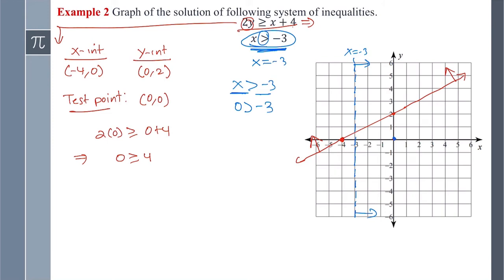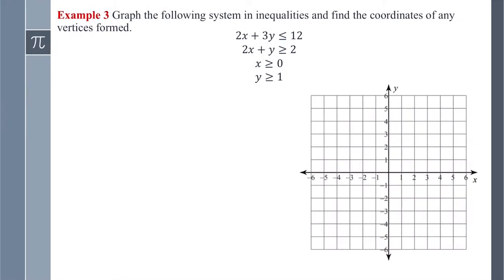So now the solution for the system is the common region. Here the common region for both is this region right here. So this is the solution for this system of inequalities. This region is above that red line and to the right of the blue line. So that is the solution. If we pick any point from that shaded region and put it into our inequalities, both inequalities will be satisfied.